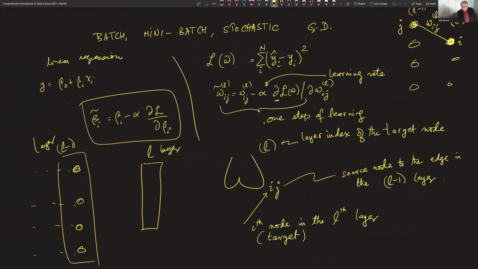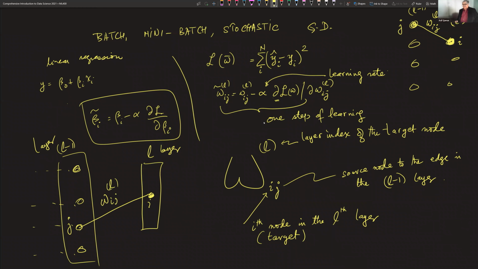Lth layer. This is, let's say, the jth node. And you're looking at the ith node, I. And let's say that this is the jth node. So this edge is W, I, J, L.